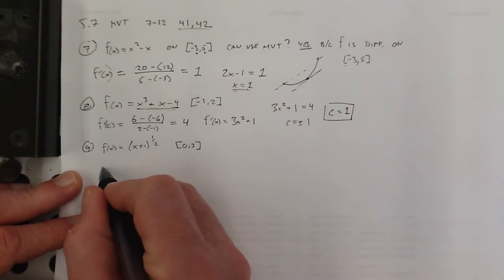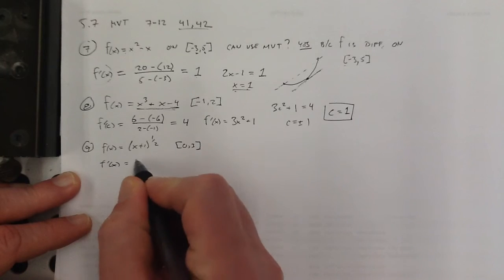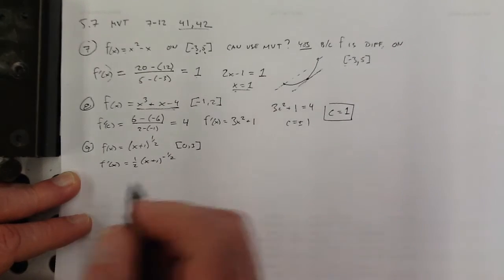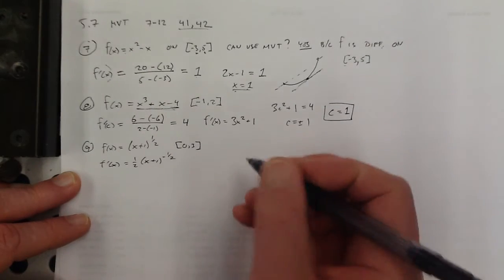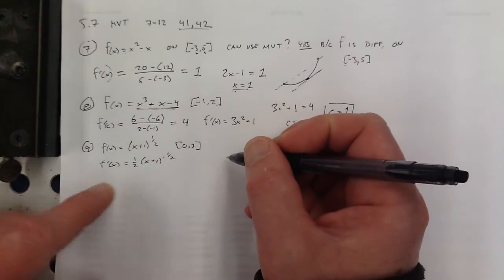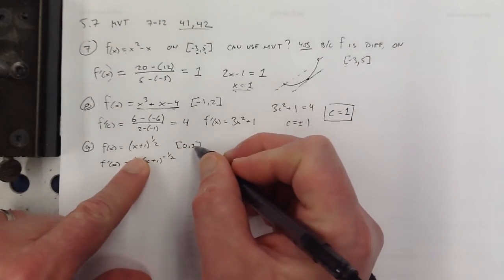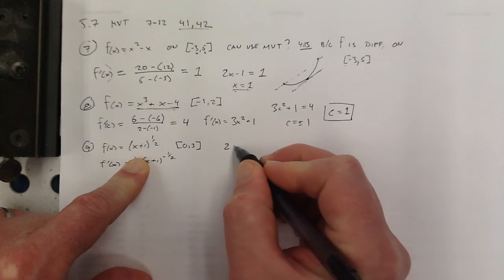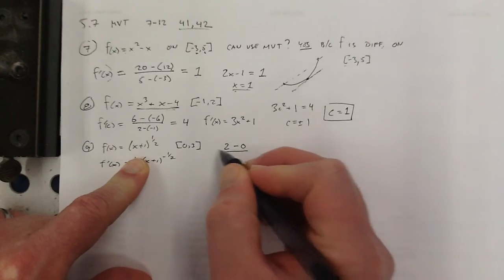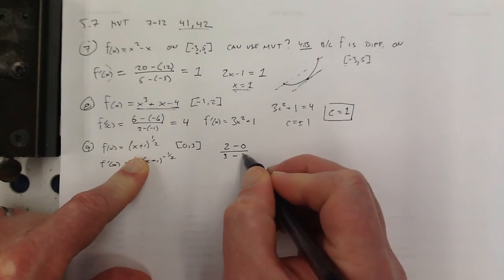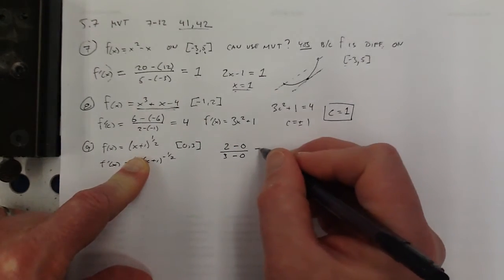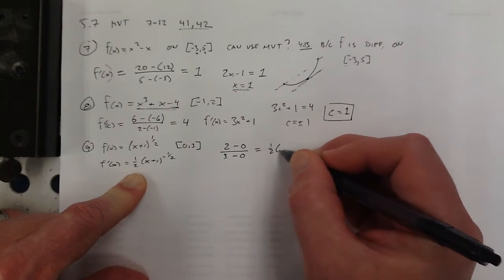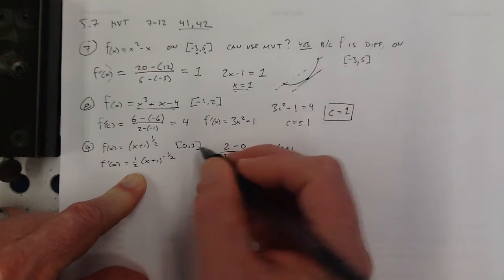So let's see. I should do it this way. Find the derivative here. It's 1/2 times (x plus 1) to the negative 1/2 times the derivative of what's inside, which is just 1. So let's set up my equation here. The average slope, which is (3 plus 1 is 4 to the 1/2, which is 2) minus 0 over 3 minus 0, must be equal to the derivative, 1/2 (x plus 1) to the negative 1/2, at some point c inside this interval.